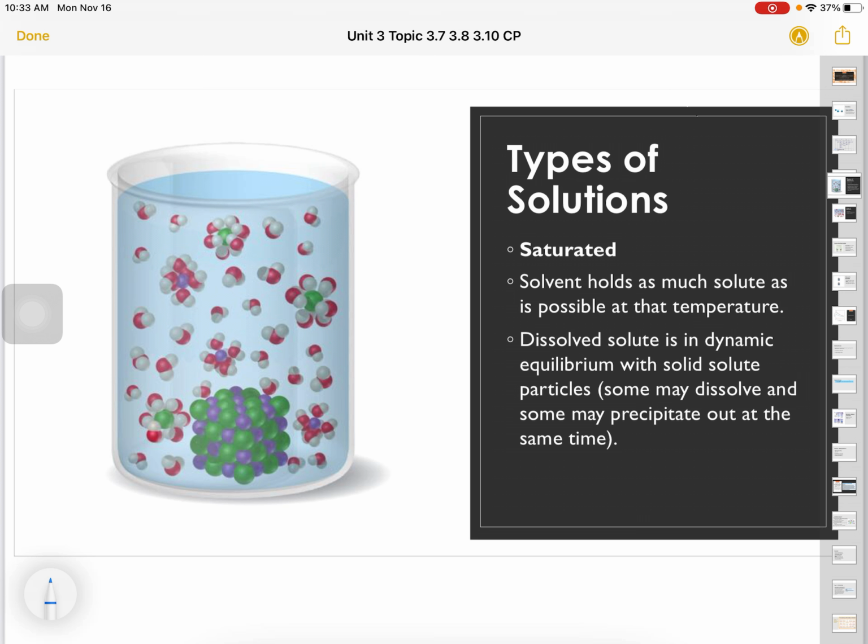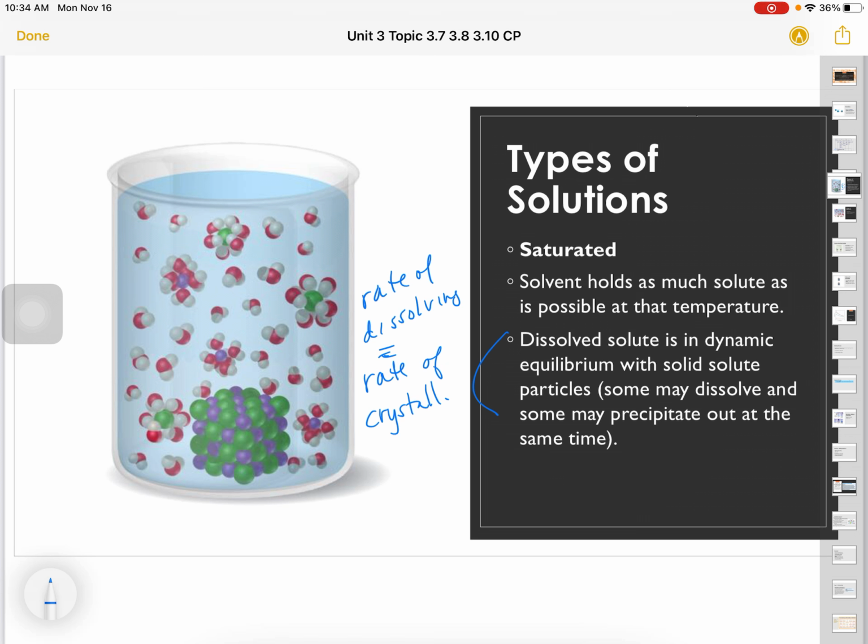A quick review of types of solutions. You could have saturated, unsaturated, supersaturated. So if you have a saturated solution, you've like maxed out the capacity by which the solvent can hold solute particles. And if you add any more, it'll just settle to the bottom. It's at dynamic equilibrium. So the rate of dissolving equals the rate of crystallization. So if I have stuff settled at the bottom and I stir it up, some of the stuff at the bottom might dissolve as long as some of the stuff that was in the solution falls to the bottom.